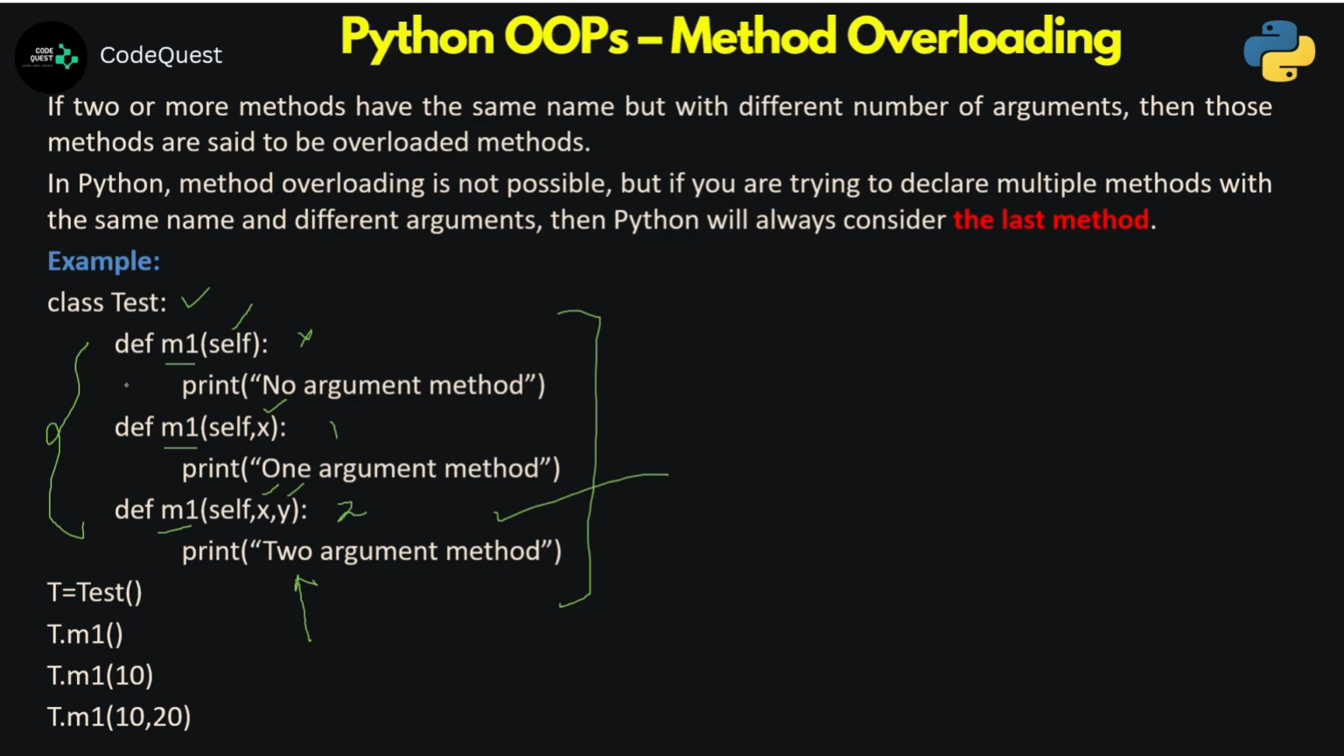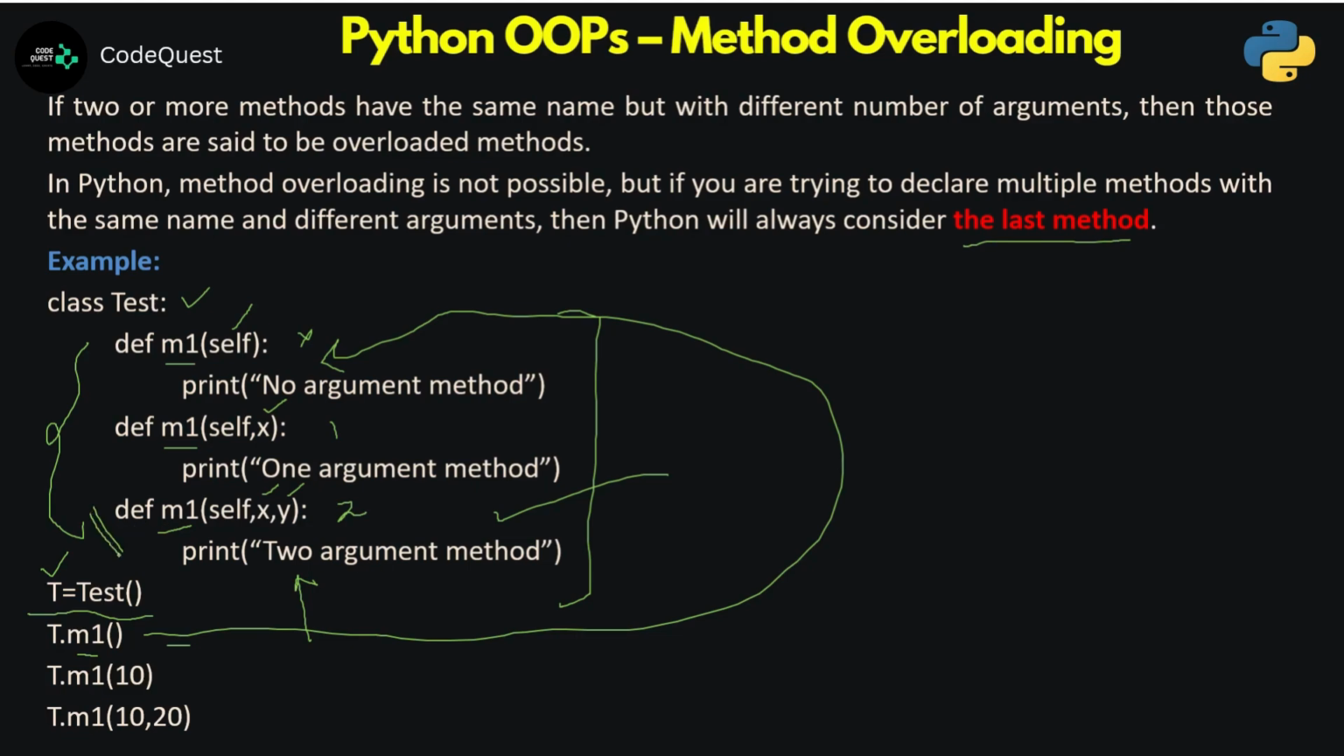Now if I'm creating an object of this class, let's say t equal to test, so t is the object. Now using this object, let's say I'm calling m1. When I'm calling m1 here, you can see there are no arguments, which means this will match with the method where there are no arguments. But it will raise an error, because even though I have written this method m1 without any arguments, it is not considered, because as per the guideline, only the last method is considered.